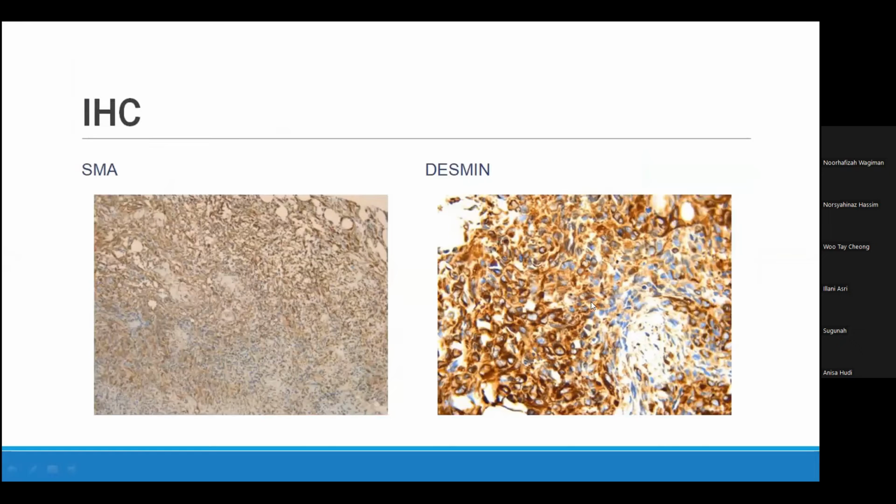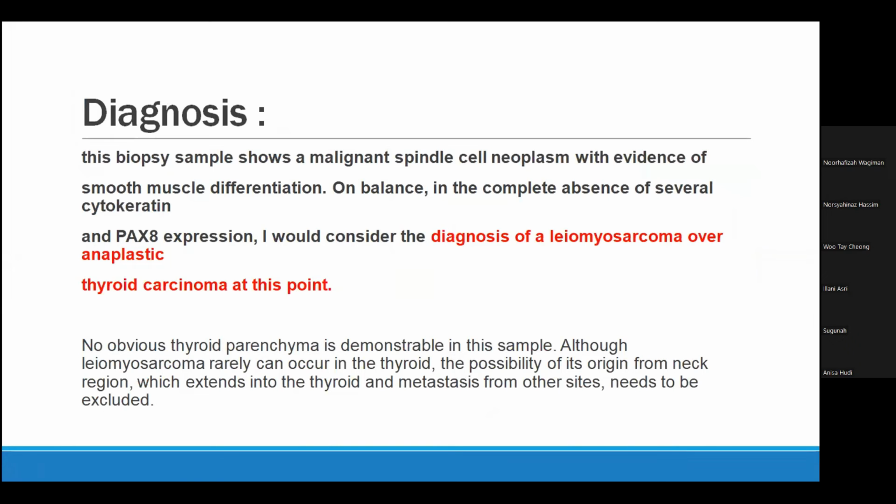SMA was positive. Desmin was positive. But PAX8, TTF1, cytokeratin markers, everything was negative. So the biopsy sample shows malignant spindle cell neoplasm with evidence of smooth muscle differentiation. On balance, at that point, we favored the diagnosis of leiomyosarcoma over anaplastic thyroid carcinoma. And we didn't find any thyroid tissue in the biopsy. So we want them to exclude if it is actually from the neck going into the thyroid or anything else metastatic. So clinical correlation is needed for them. But importantly, we don't overcall this anaplastic thyroid carcinoma at this point of time.